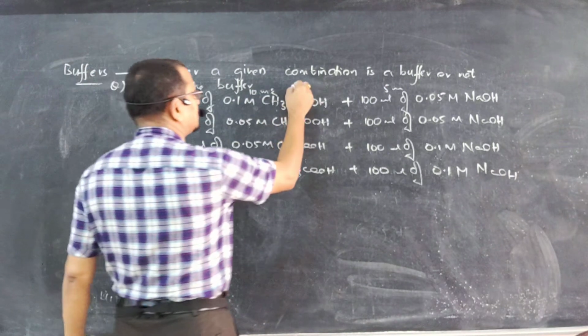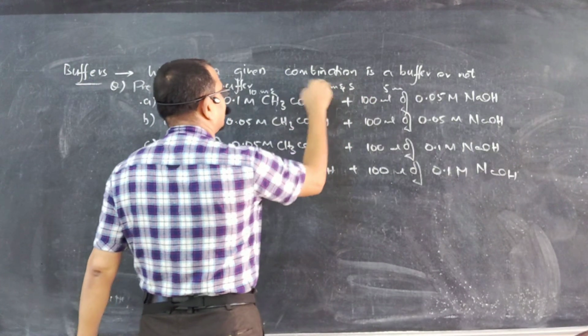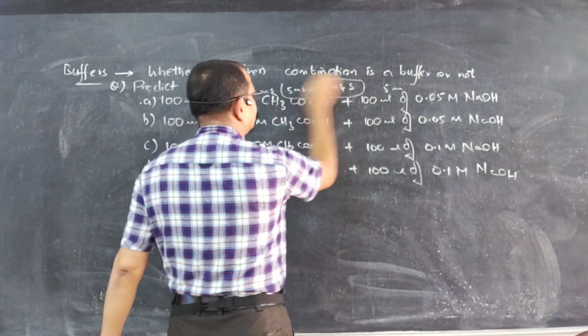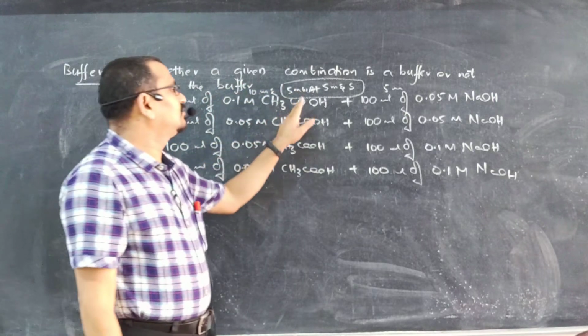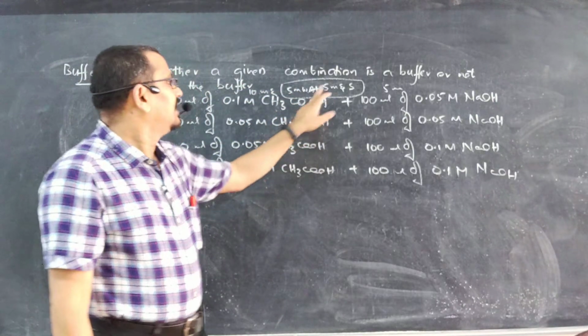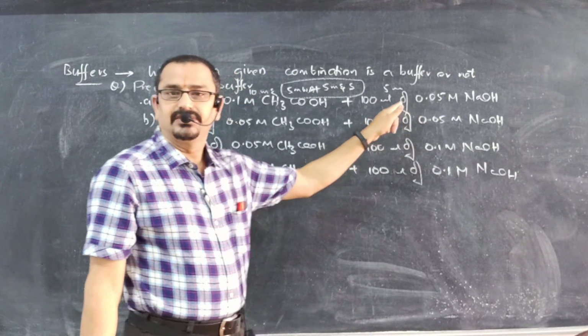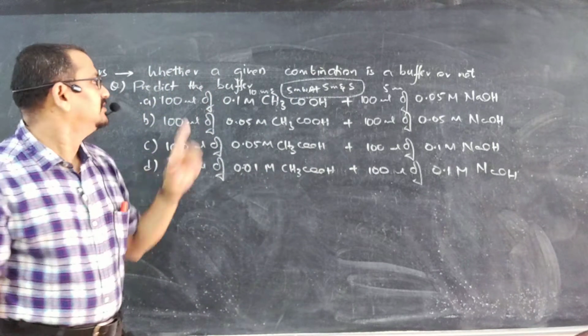So the resulting solution will be 5 milliequivalents of salt plus unused 5 milliequivalents of weak acid. So in the first option, the mixture contains 5 milliequivalents of weak acid and 5 milliequivalents of salt formed in the reaction. So this combination can be called an acidic buffer. So it may be the answer.